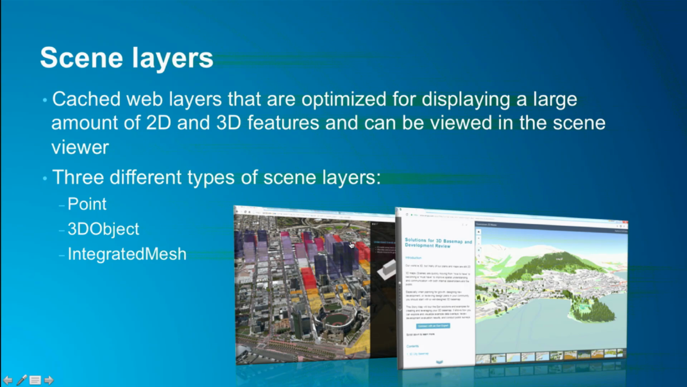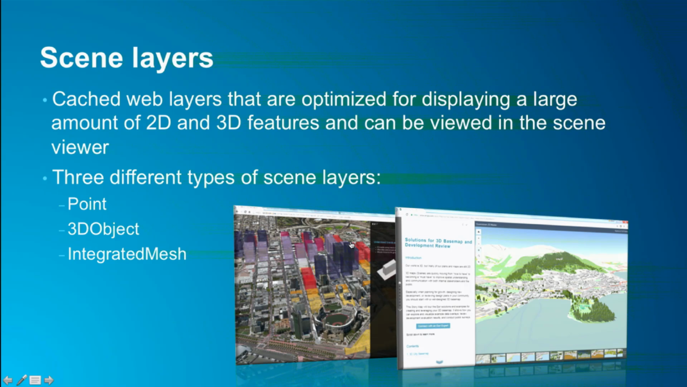And then we also have an integrated mesh scene layer, which is more photorealistic, captured either through Drone2Map, or if you use the I3S spec that we've released, you can generate your own integrated mesh scene layers, like Vricon does with the Yosemite sample that Adrian showed at the plenary.